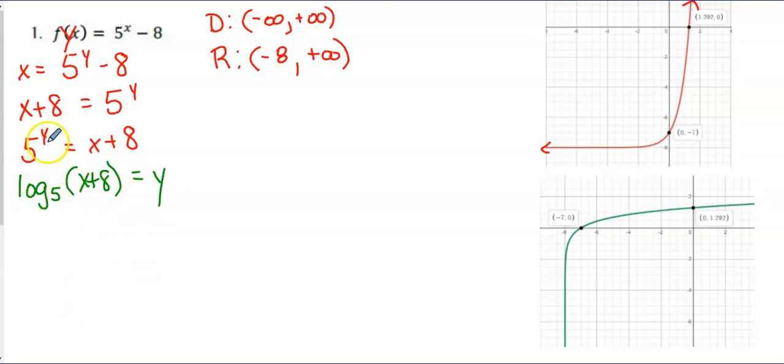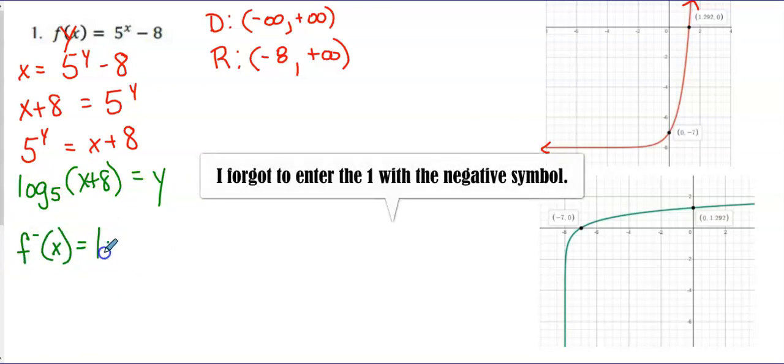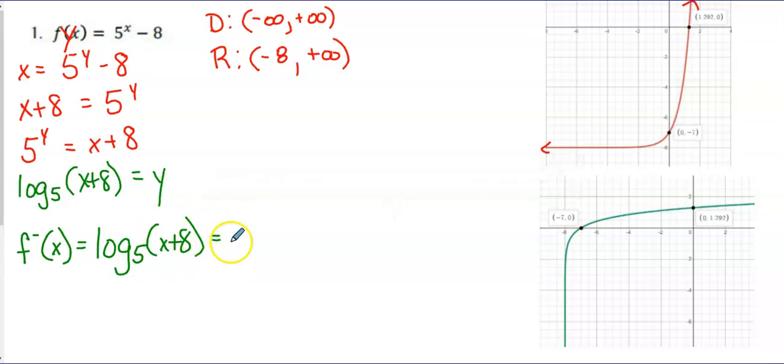Once I rewrite it, sometimes there's going to be other stuff with this, and we'll have to do more after we rewrite it as a log. But I would just rewrite this as the inverse of f of x equals log base 5 of (x plus 8). Oh, I'm sorry, we don't need the other equals. So I'm just rewriting the y as the inverse of f of x.